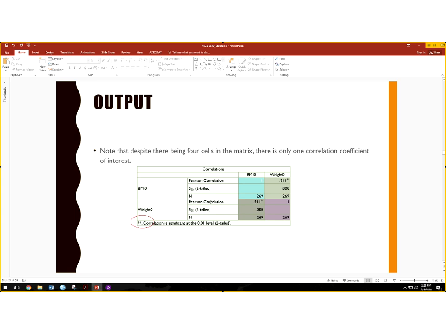And so the Pearson's correlation that's listed right here is really your R value. The significance that's listed here is your p-value. So you need to make sure that when you're reporting your statistics, you're using the APA format where you have your R value and your p-value both in your parentheses.